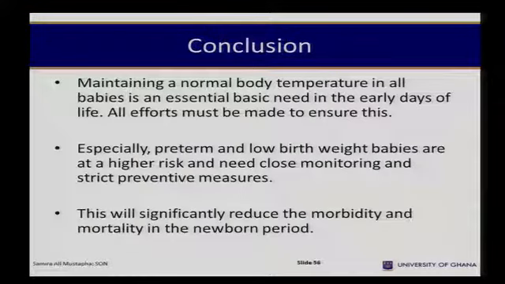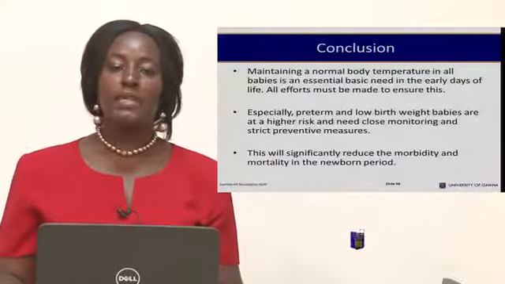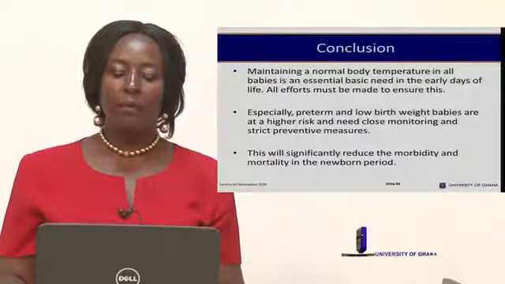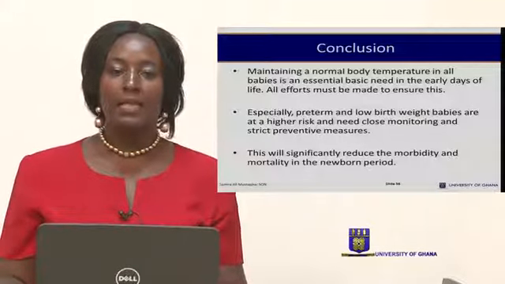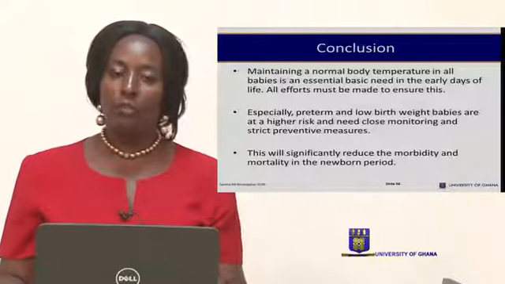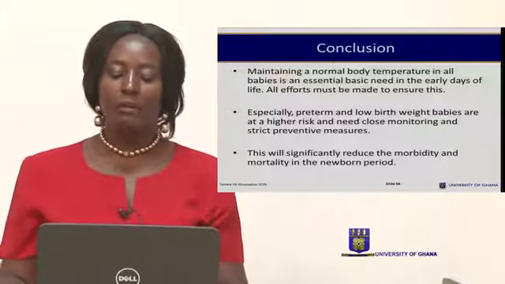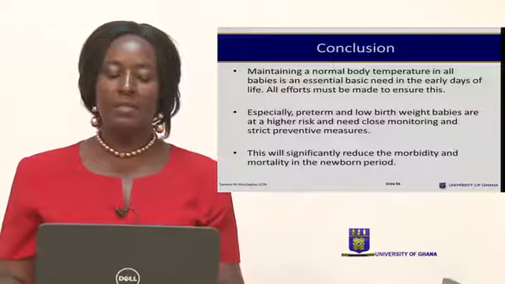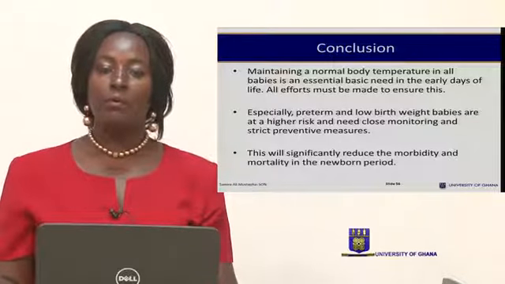In conclusion, maintaining normal body temperature in all babies is very, very important to promote their growth and health, and especially the preterm and the low birth weight are high risk, and there is a need to monitor and also make sure that they are comfortable and well clad, and also reduce morbidity and mortality significantly when we prevent and feed them early.